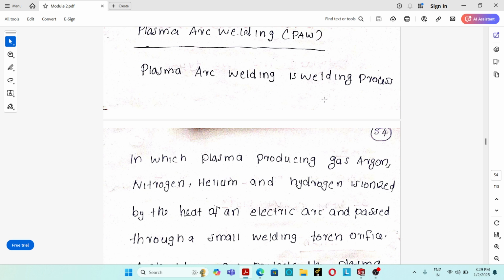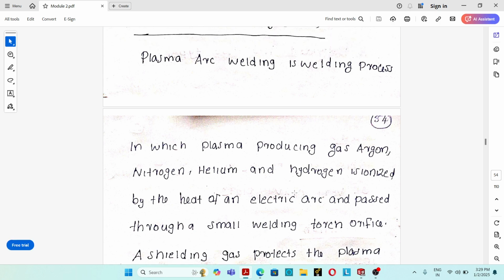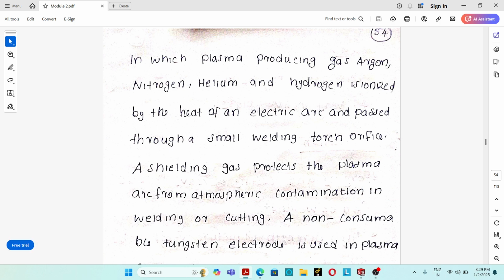In a plasma arc welding process, plasma producing gases like argon, nitrogen, helium and hydrogen are ionized by the heat of an electric arc and pass through a small welding torch orifice. A shielding gas protects the plasma from atmospheric contamination.